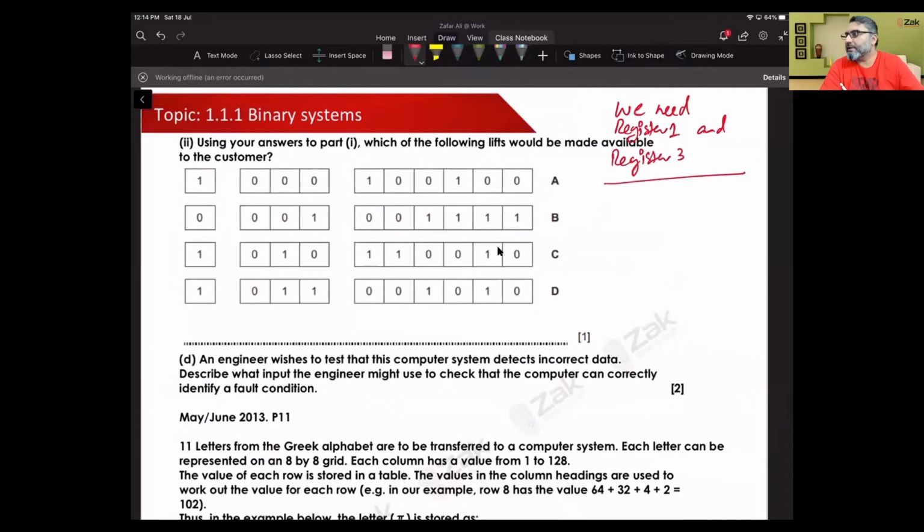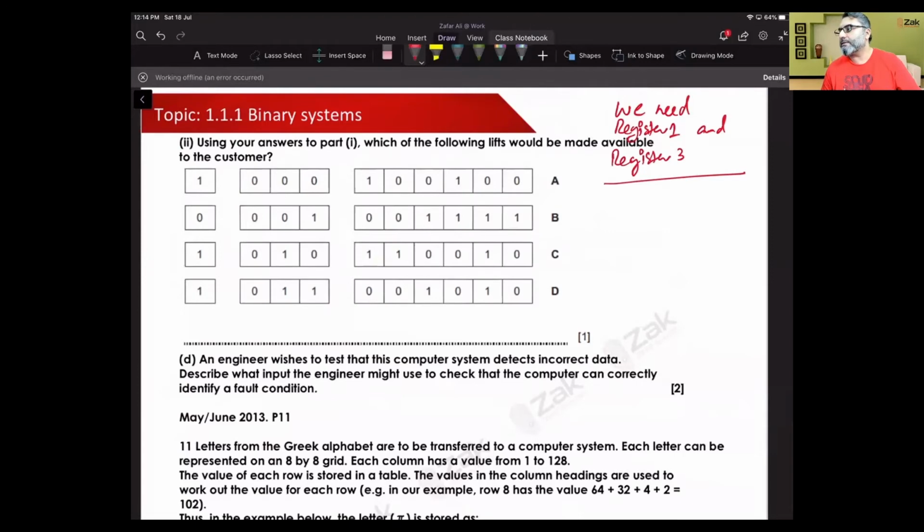Okay, we need what? First register and third register. Why do we need first register? So that we have an idea whether the lift is going up or down. Why do we need third register? Because we need to see which particular floor the current lift is at.